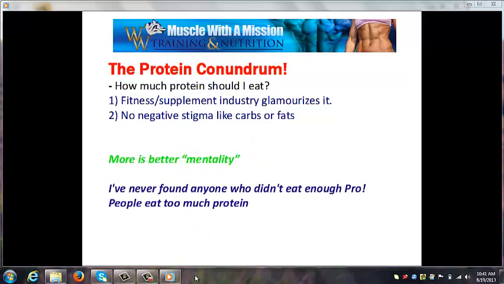Okay? I've never found anyone who didn't eat enough protein powder or protein, ever. In the thousands of diets I've built and designed, and I see the evaluations where people list what they're doing, I've never found anyone that didn't eat enough. What I have found are people that ate too much protein. That's what I always find. Okay? What I do find are people that are eating too much protein, but not enough healthy carbs and not enough healthy fats. Okay?